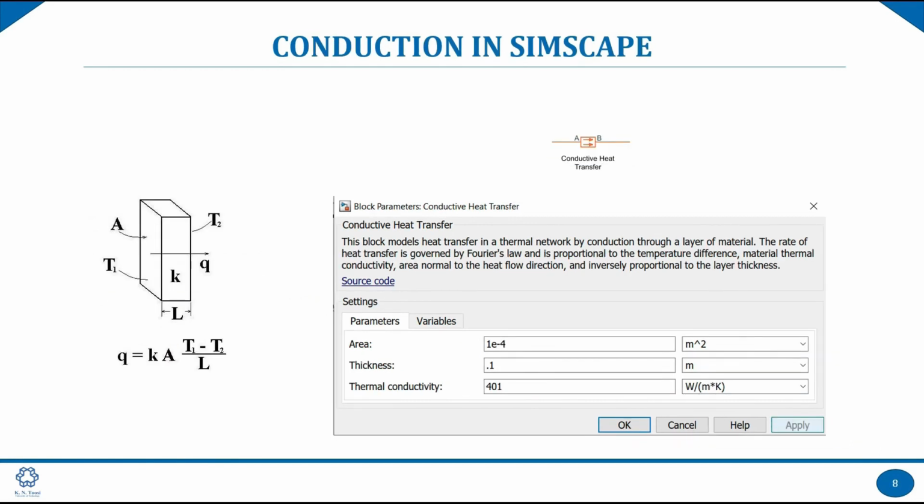For conduction in SimScape, we can choose the conductive heat transfer block. On the left side, you can see the conductive equation, and to use this, we just determine the area, thickness, and thermal conductivity. And this block measures the temperature difference by itself too.